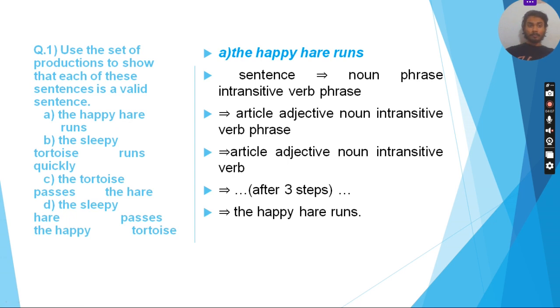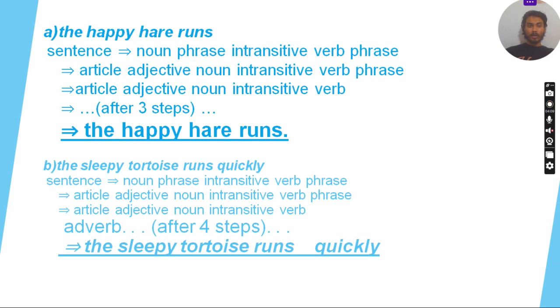We need to practice these kinds of questions more and more. The next question we have is: the sleepy tortoise runs quickly. We need to go through all these three conditions, or the examples, which are universal. When we go through that, we can conclude that the sleepy tortoise runs quickly is valid because it has all the elements which are needed.